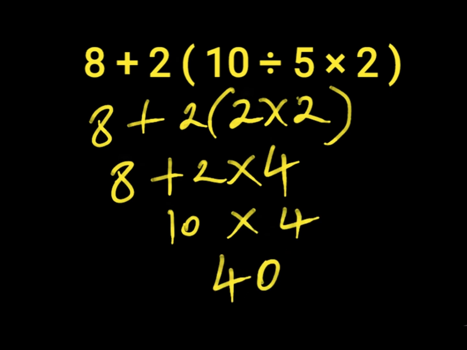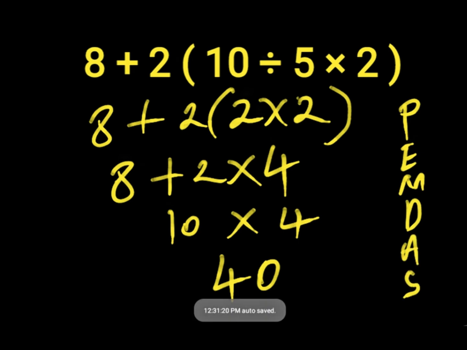So 40 is the wrong answer to this expression because we did not follow the order of operations, which is PEMDAS. In PEMDAS, we have parentheses, exponents, multiplication, division, addition, and subtraction. Multiplication and division have equal priority, as do addition and subtraction, moving from left to right in order to arrive at a correct answer.